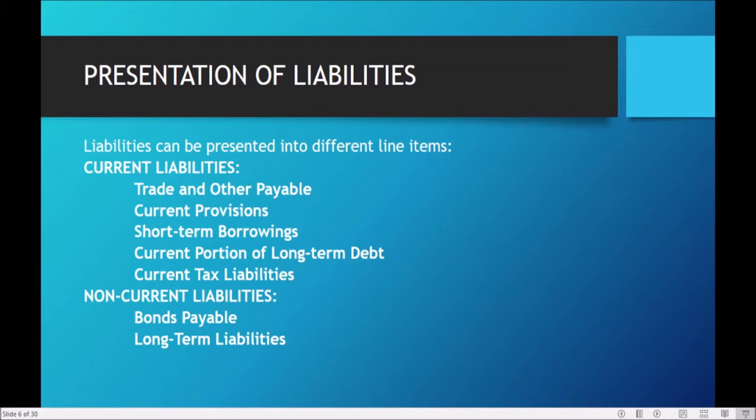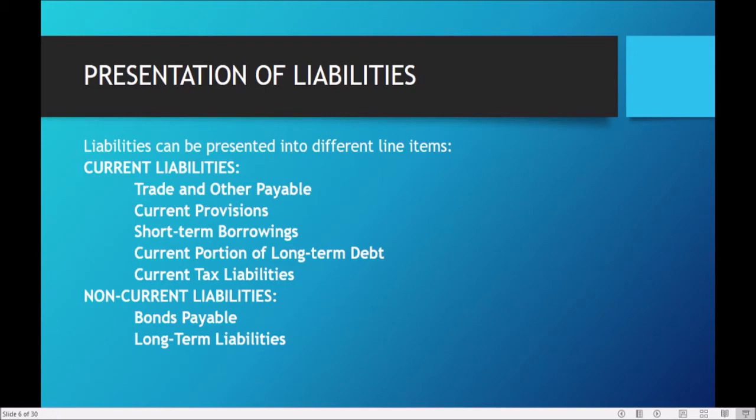Ano naman po yung current provisions? Current provisions, these are obligations that meet the qualification provided by International Accounting Standard number 37, which we're going to discuss later on. Kaya nga, yung mga current provisions, ito yung mga warranties and premiums. Okay? Na i-discuss ko po later on. Short-term borrowings, these are loans. Okay? Short-term loans to any financial institutions and intermediaries which have a short-term period.